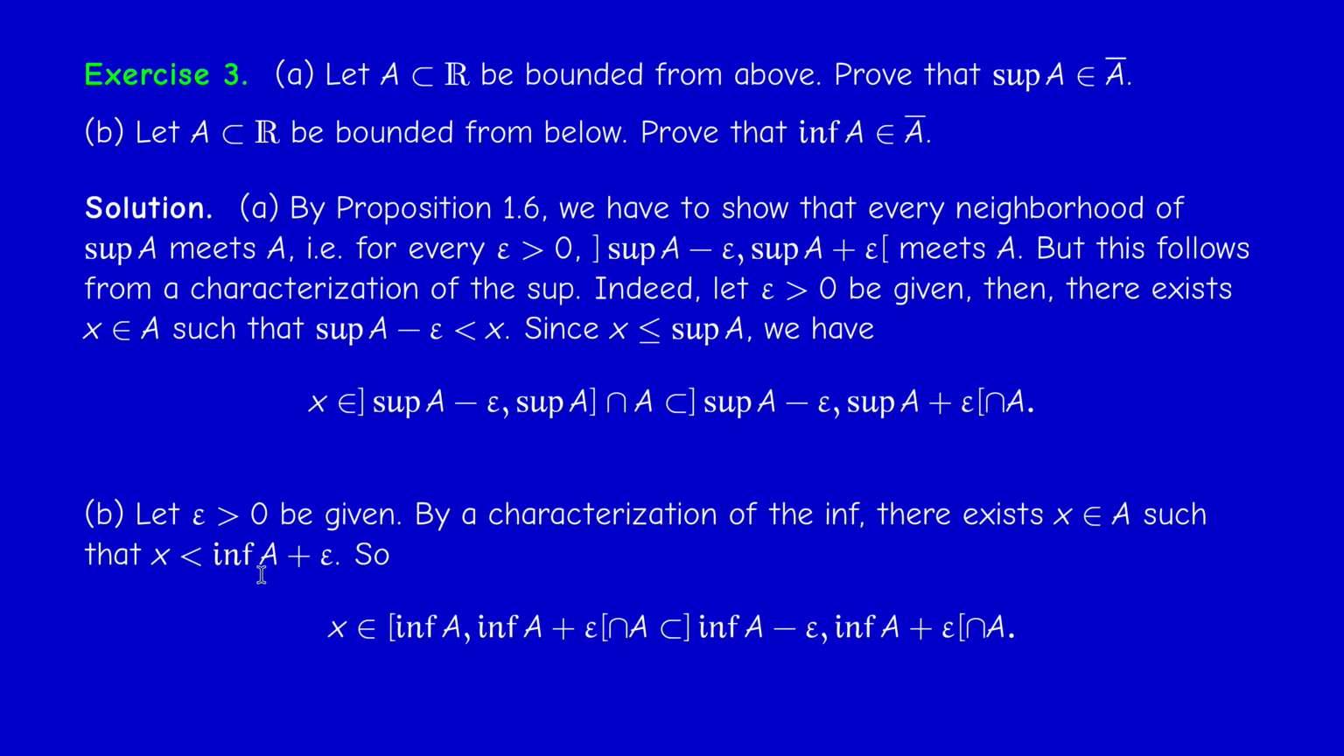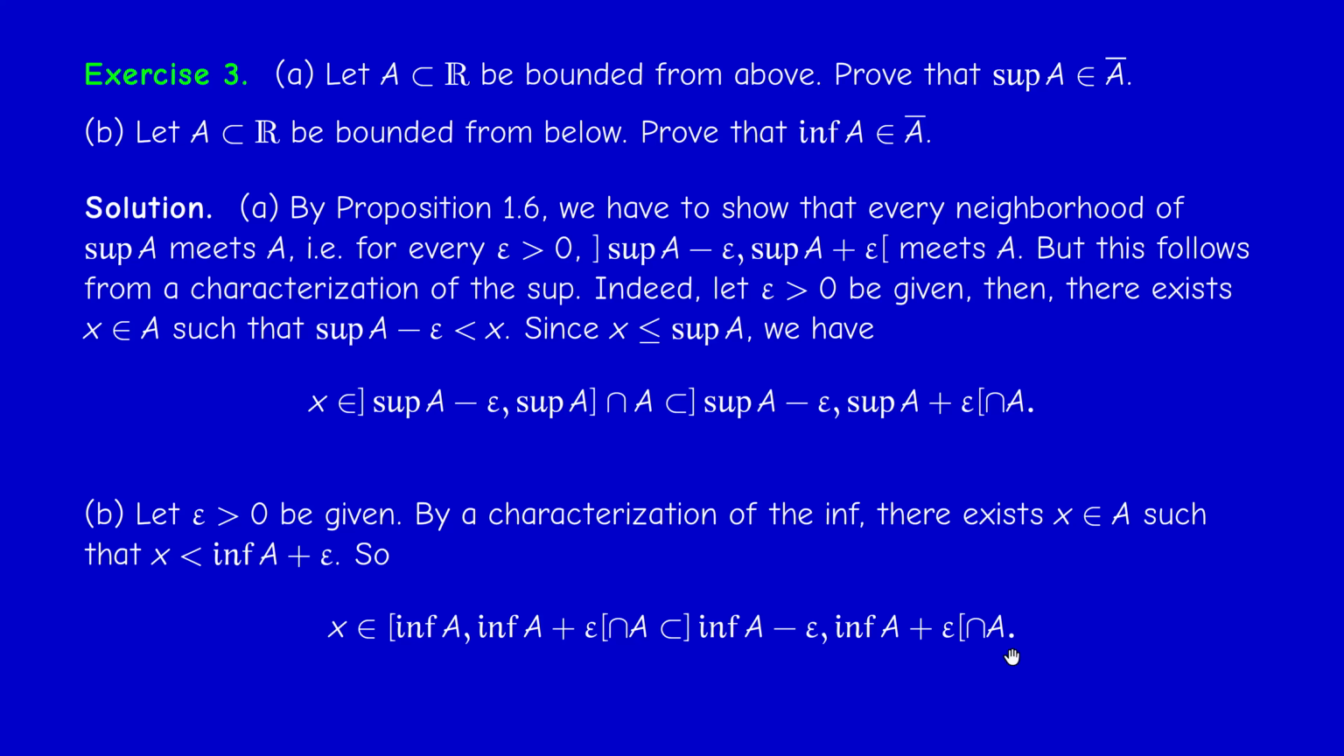Inf A is the biggest lower bound, the greatest lower bound. So anything greater is not a lower bound. So I can find x in A strictly less than inf A plus epsilon. And of course, since x is in A, it's bigger than inf A. So I can find x in this interval, inf A plus epsilon. And therefore, x belongs to this intersection. Of course, this intersection is contained in this bigger set, so this intersection here is not empty. And therefore, also by proposition 1.6, inf A belongs to A bar.